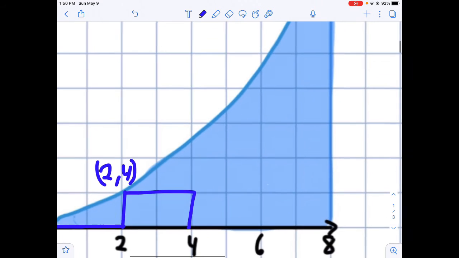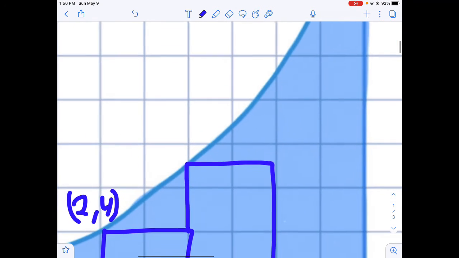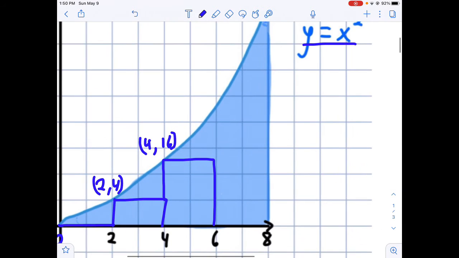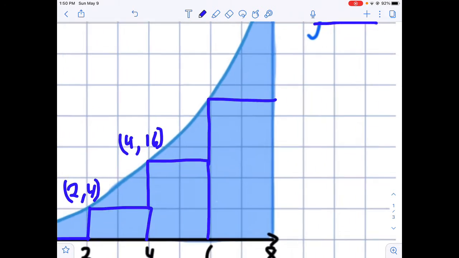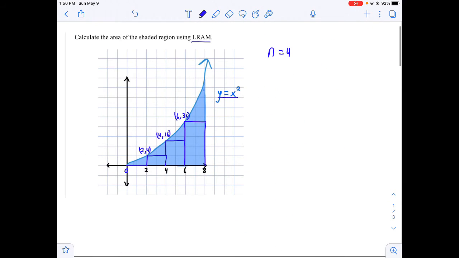The next one will go up from 4, and across, and then 4 squared is 16. And then the last one will be 6 across, and 6 squared is 36. That's what you get for those.